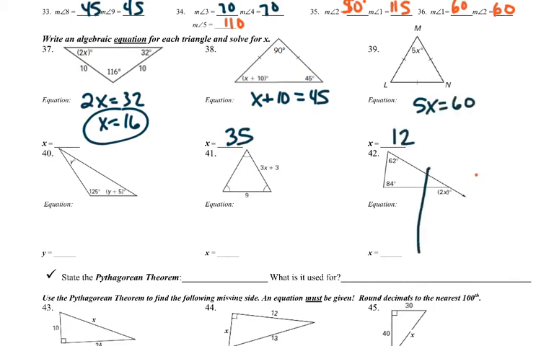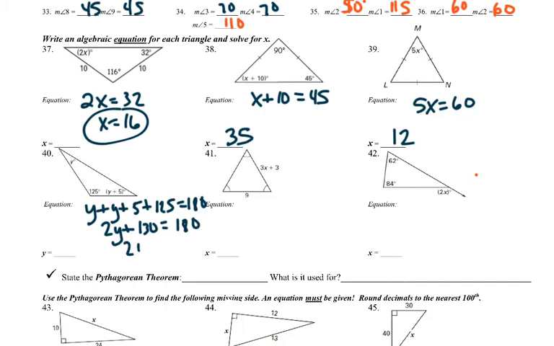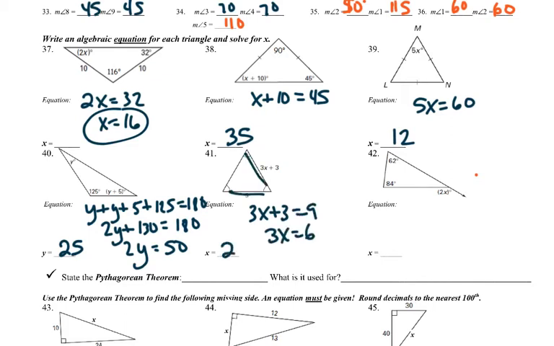Now we've got, let's see, really the whole triangle adding up to 180 here. So let's see, what do I have? I've got y plus 5 plus 125 equals 180. Or 2y plus 130 equals 180. So 2y is 50, so y is 25. Here, 3x plus 3 equals 9, so 3x is 6 and x is 2. All the sides are equal.